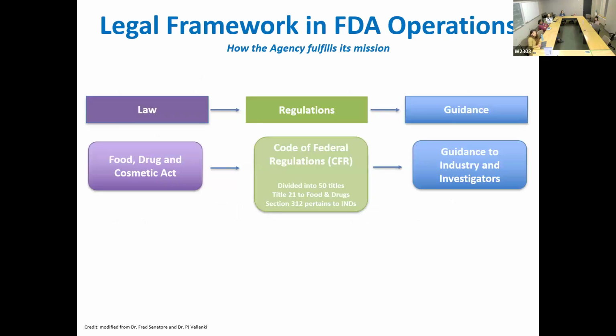Here's where the authority, or where all our recommendations, come from as a regulatory agency. So there are laws that are passed by Congress, such as the Food, Drug, and Cosmetic Act. Those are written into regulations, so the Code of Federal Regulations, which is divided into 50 titles. Title 21 is Food and Drugs, and for example, Section 312 pertains to INDs. And then from the regulations, the agency writes guidances.